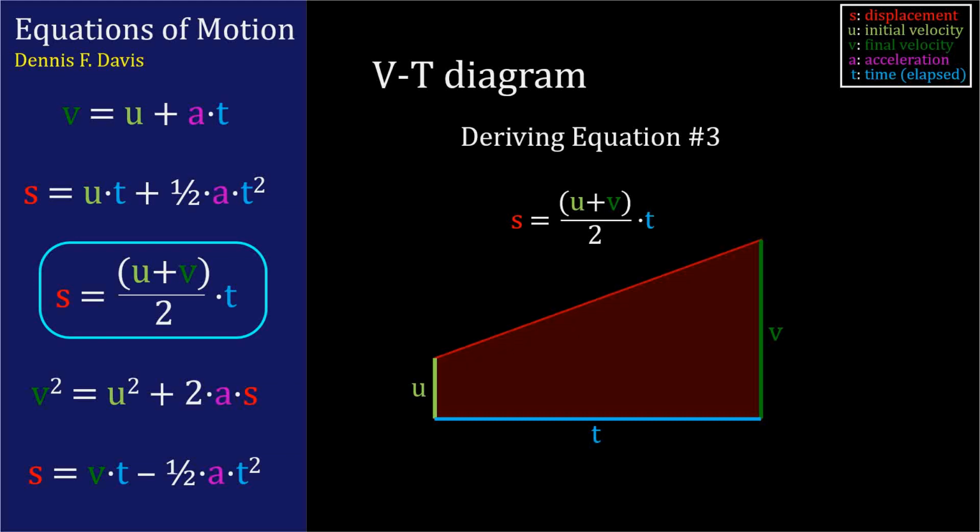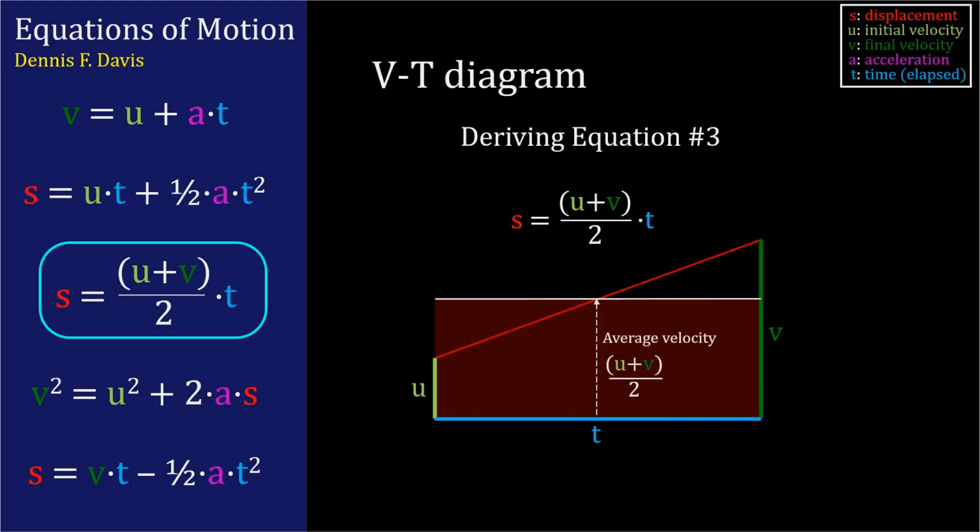Let's look at the graph again and borrow this triangle and put it here. This gives us a rectangle whose area is the height, u plus v over 2, the average velocity, times the width, t. That's how I think of equation number 3. Displacement equals average velocity times time.